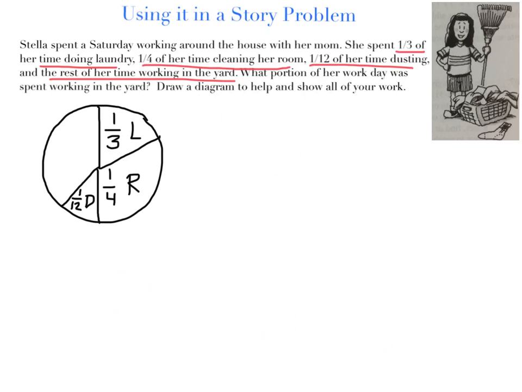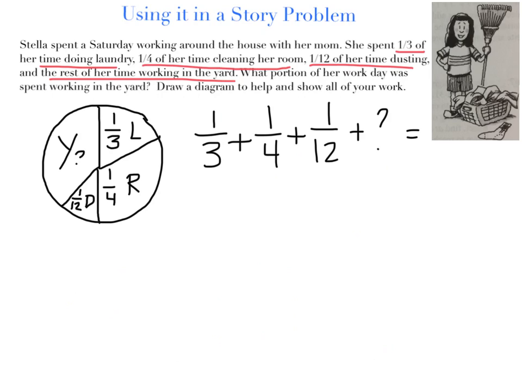1/12 D. And then the rest of her time working in the yard. So this is our Y. This is our unknown. All right, so in order to figure out the portion of her day that was spent in the yard, we need to first figure out the portion of her day spent doing those other three things. So let's write an equation here. 1/3 plus 1/4 plus 1/12 plus this unknown equals Stella's whole day.